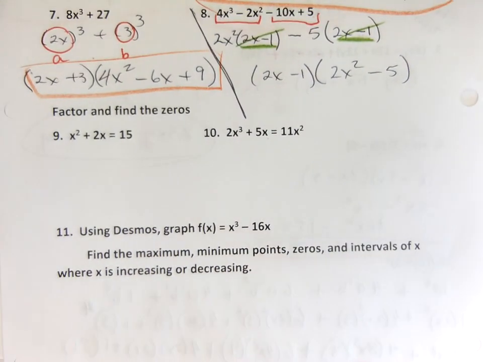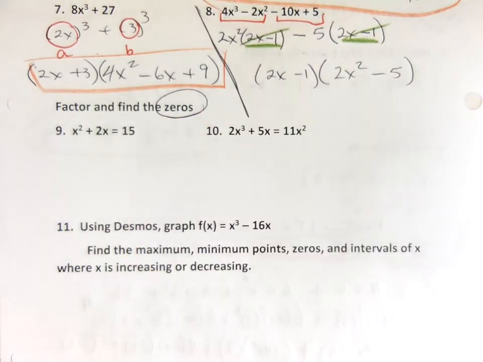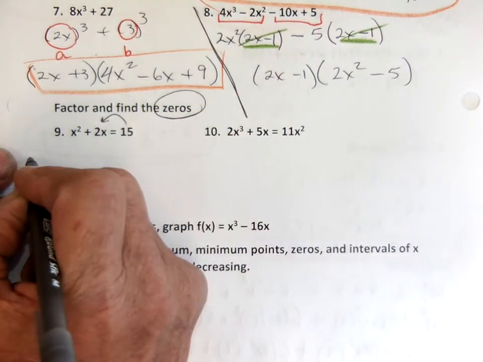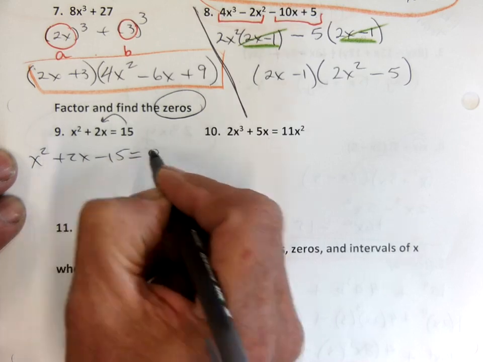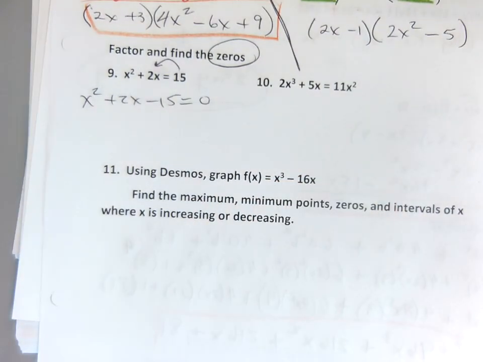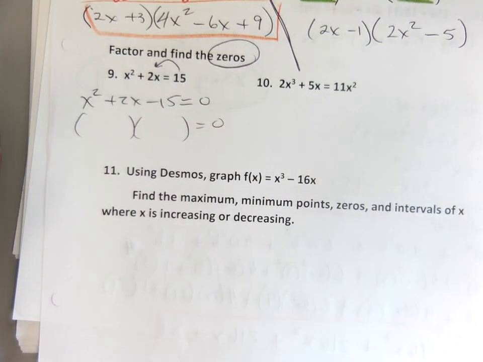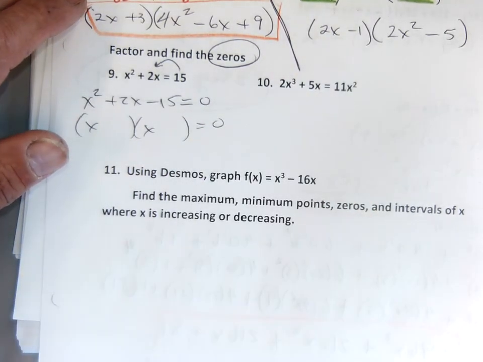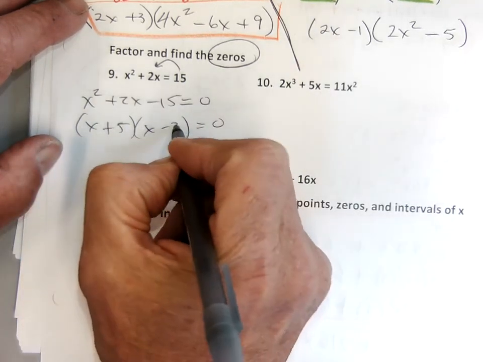Okay, number 9. Factor and find the zeros. First, find the zeros. So let's make it equal 0. So if I bring over the 15, how do I bring over the 15? Okay, I know how to factor this. You know how to factor this, right? Parentheses, parentheses, X, what times what makes 15? 5 times 3. Good, keep going, Emily. What do I want, though? You want to do plus 5 minus 3. Nice. But we're not done, are we?